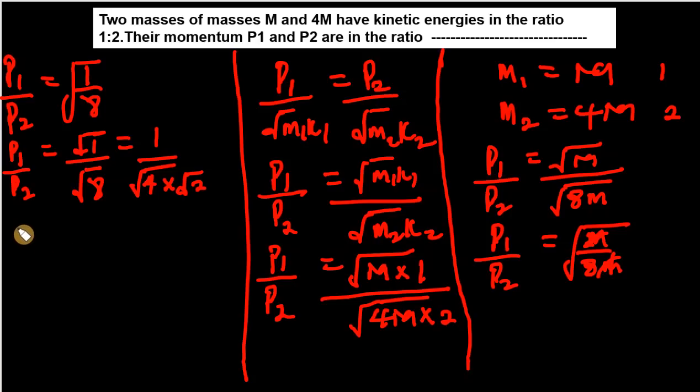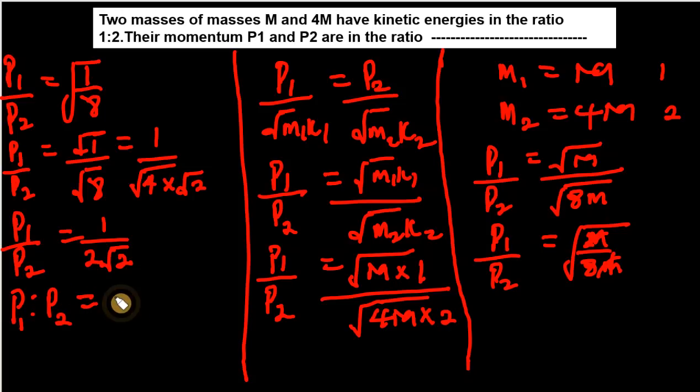And if that is true, we have P1 upon P2 equals 1 upon root 4, which is 2, so we have 2 root 2. Quickly, you now see that the ratio of the linear momentum will be 1:2 root 2. So the ratio of the two linear momentum will be 1:2 root 2.